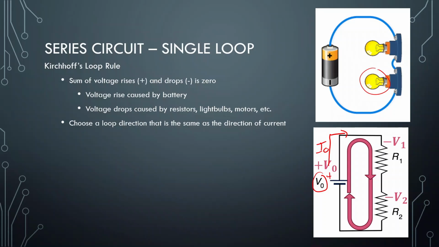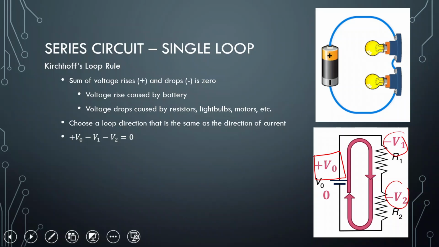Let me clear this ink really quickly. So in this case, our battery is creating a voltage drop. So it's going to be a positive V0. And the voltage drops across R1 and R2 are going to be negative because they're drops. So we're going to write negative V1 and negative V2.